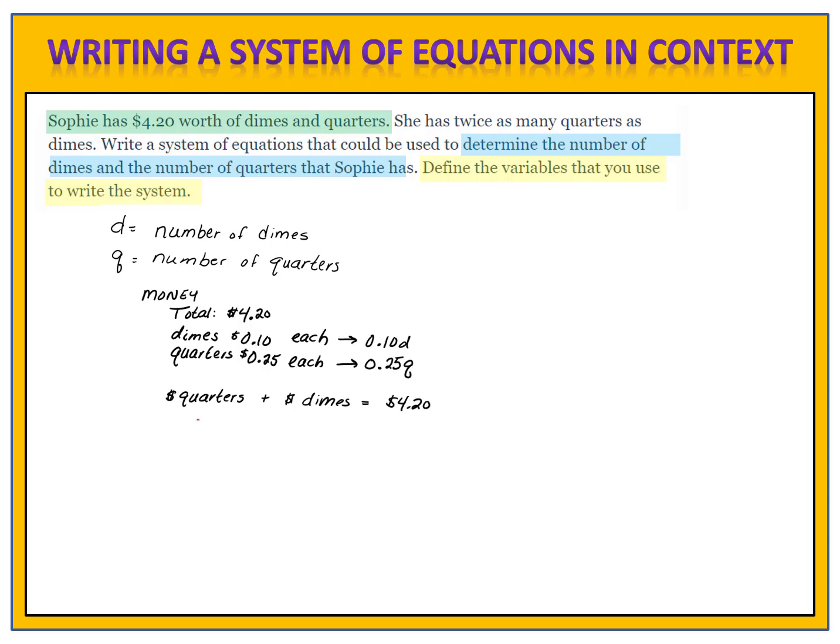The dollars from the quarters plus the dollars from the dimes equals $4.20. We had 0.25Q is the amount of money we have from quarters, plus 0.10D is the amount of money we have from the dimes, gives us a total of $4.20. That's our first equation. The second equation is related to the number of quarters and dimes that she has. She has twice as many quarters as dimes. Please pause the video here and see if you can write an equation to represent this sentence.